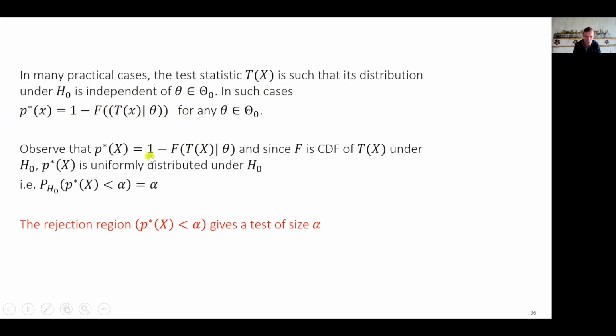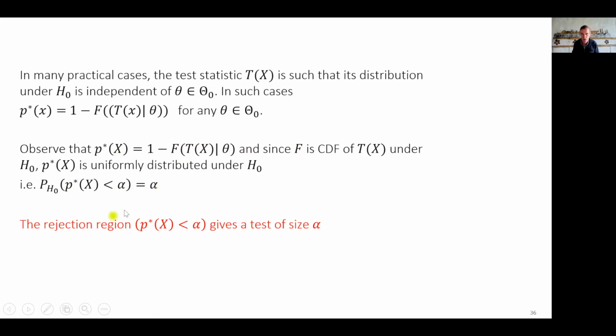Now you may remember when we studied sampling that when we apply a random variable to its CDF, we obtain a uniform random variable here. So the distribution of this is uniform between 0 and 1. So 1 minus this is also uniform between 0 and 1. In other words, the distribution of P star of X is uniform between 0 and 1. In particular, whenever theta is in Theta 0, whenever H0 is true, it means that the probability that the p-value is less than alpha is exactly equal to alpha.